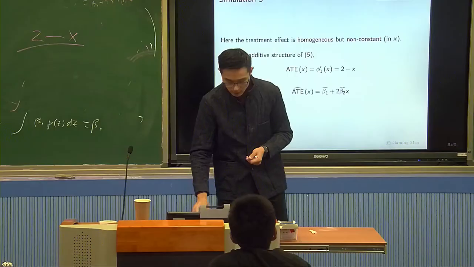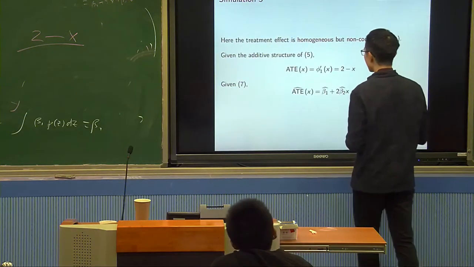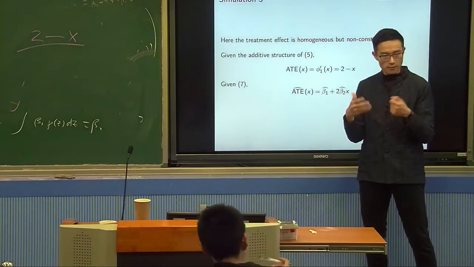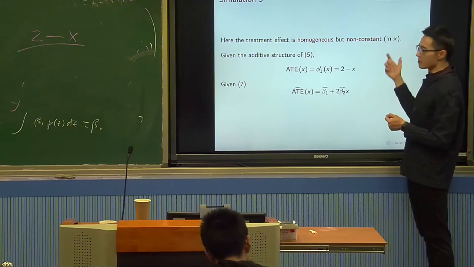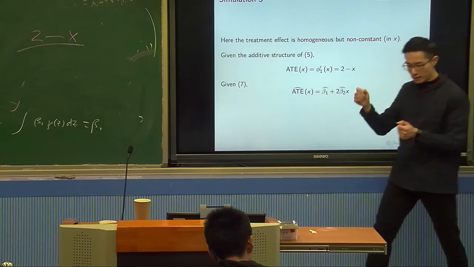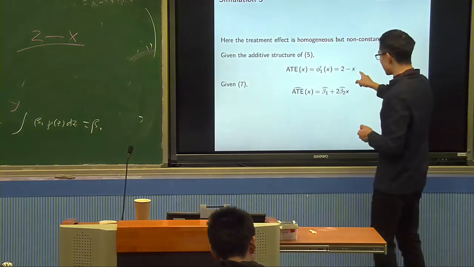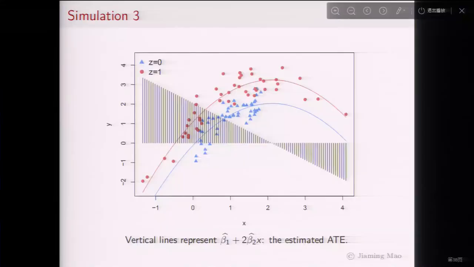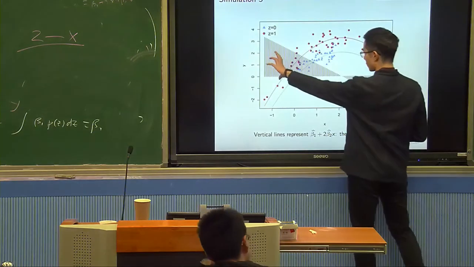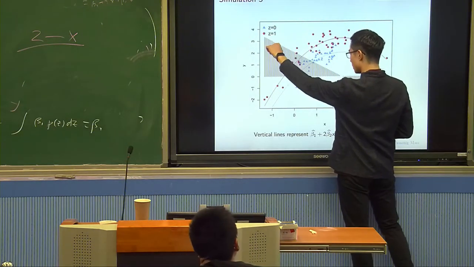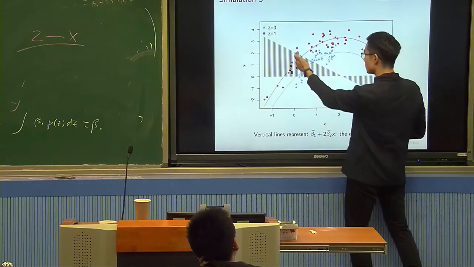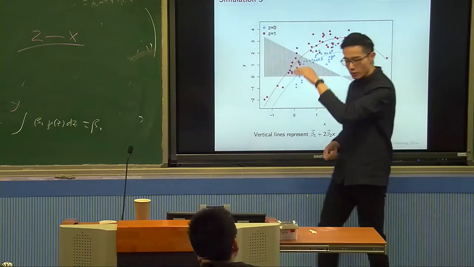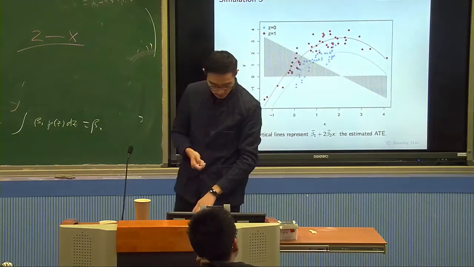And in this case, the treatment effect is homogeneous, because it doesn't change from person to person. Everybody has the same treatment effect, but it's non-constant in x, meaning it changes with x. And the ATE is 2 minus x. So based on our estimation results, when x is equal to 0, the treatment effect is 2, but then it goes up here and it goes down here, right? So these are the estimated treatment effects. It's non-constant in x.